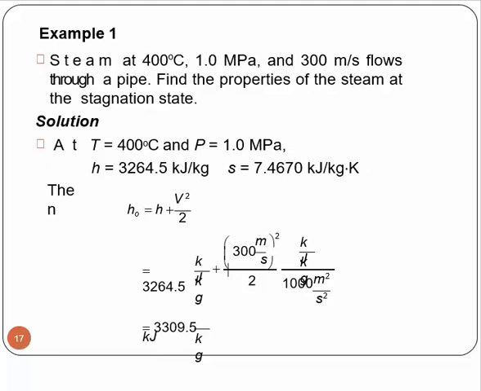And entropy is 7.4670. This enthalpy and entropy have been obtained from the steam table. H naught is equal to H plus V squared by 2, and putting these values in, we will get the stagnation enthalpy, that is 3309.5 kilojoules per kg.